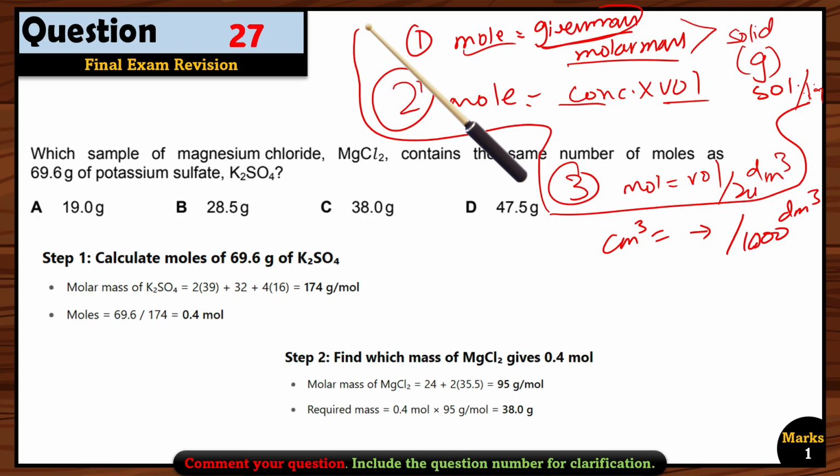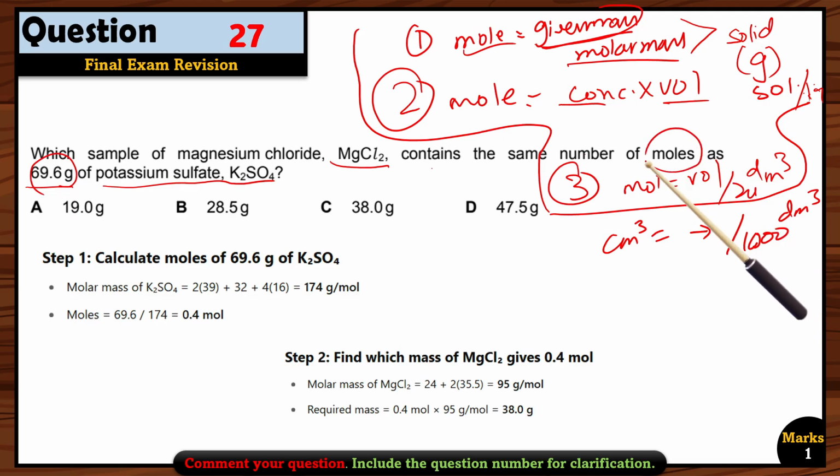Now let's see this question. Which sample of magnesium chloride, MgCl2, contains the same number of moles as 69.6 gram of potassium sulfate, K2SO4? So the information is given in the form of grams and you have to find the number of moles. Which formula are we going to use? Of course, the first formula, because the information is given in grams and we have to find the moles.